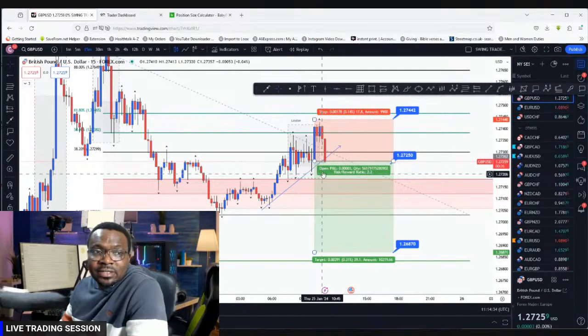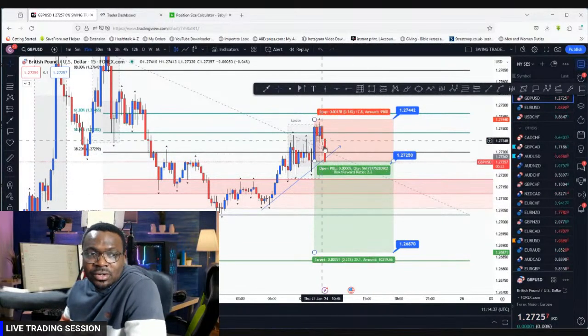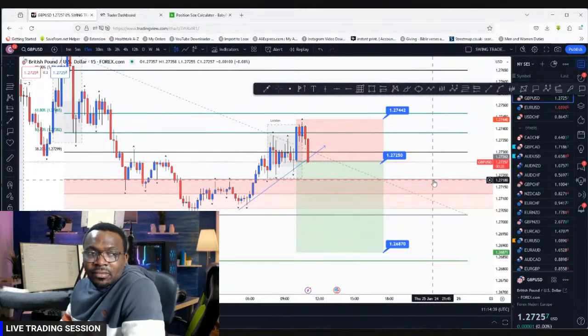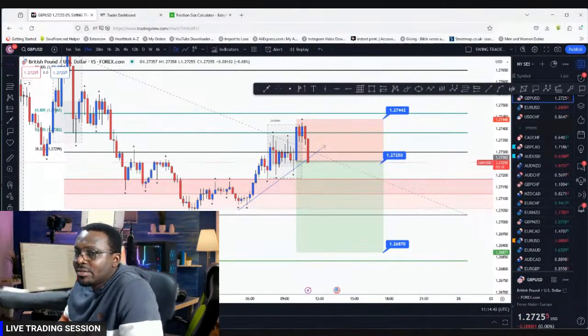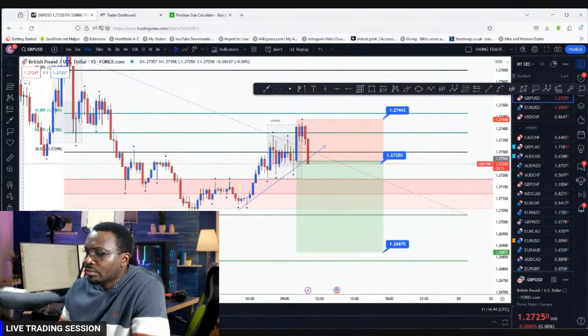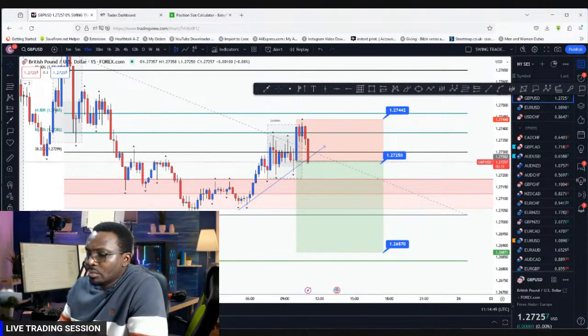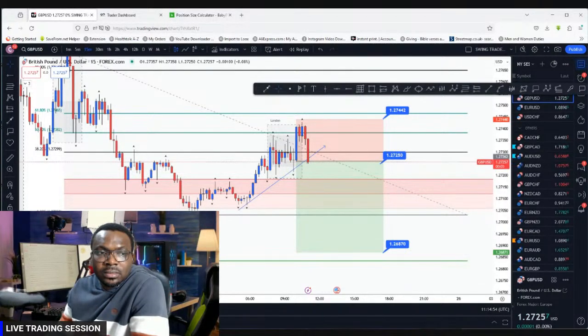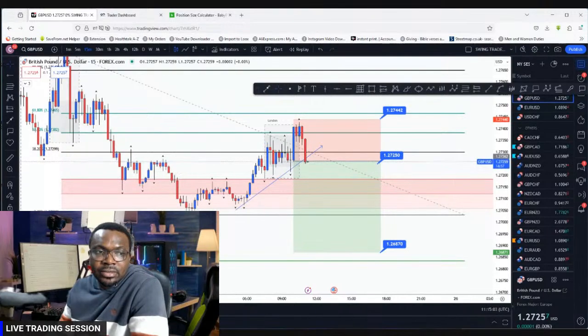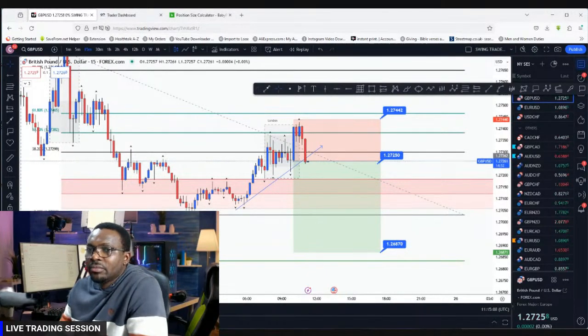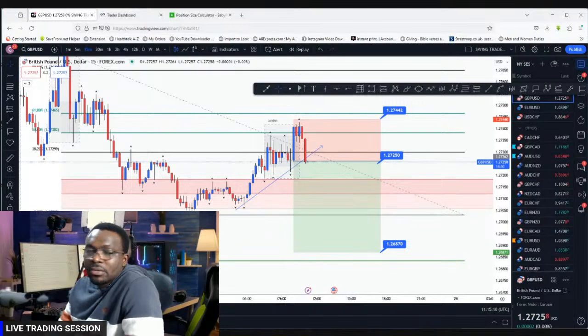Can you see that? This 15 minutes bearish candle. Can you see how strong that bearish candle is? Very strong bearish candle there. So that's a clean break that we have. A clean break of that trend line. Beautiful. So let's see what happens next.